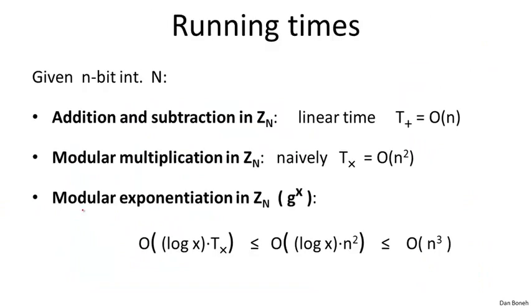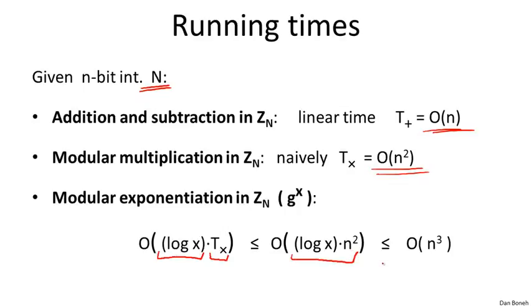Okay, so now we can summarize the running times. So suppose we have an n-bit modulus capital N. As we said, addition and subtraction in Zn takes linear time. Multiplication, as I said, Karatsuba actually makes this more efficient, but for simplicity, we'll just say that it takes quadratic time. And then exponentiation, as I said, basically takes log of x iterations, and in each iteration, we basically do 2 multiplications. So it's O of log of x times the time to multiply. And let's say that the time to multiply is quadratic, so the running time would be really n squared log x.